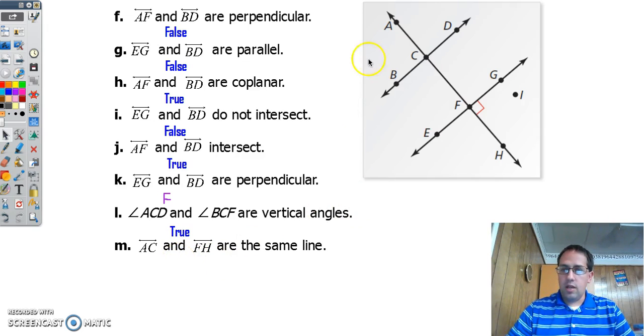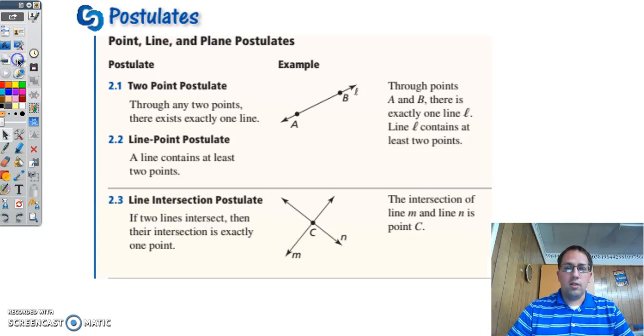Okay, and last we have line AC and line FH are the same line. True or false? True. We can assume that this is all one straight line, line AH, and since these are all collinear, that means that these are the same line. And so that is a safe thing to assume, so that's good. Alright, let's take a look at what else we've got.